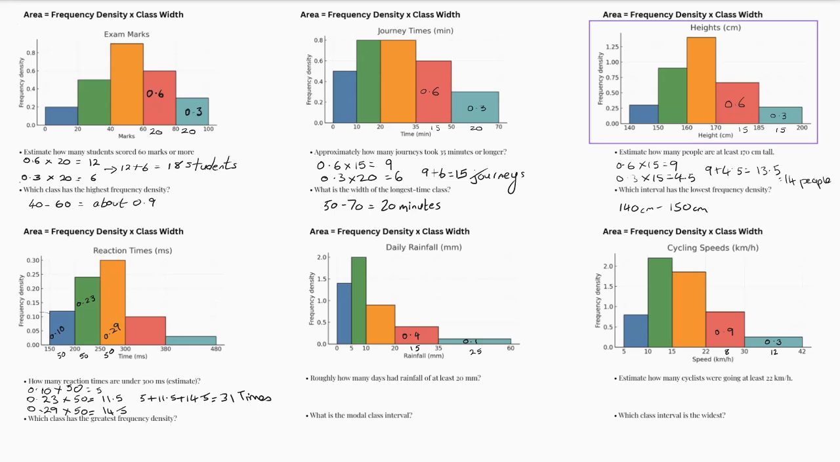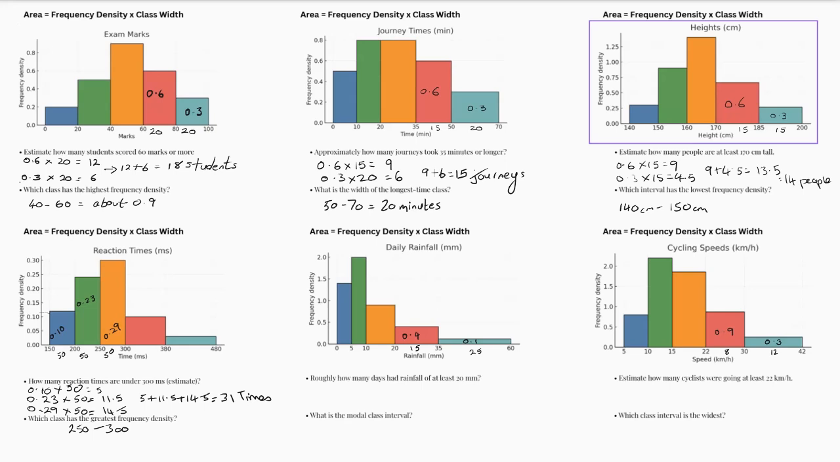Which class has the greatest frequency density? So what has the highest frequency density? Let's have a look. So I would say it's between 250 and 300 at 0.29. So it's going to be 250 to 300.